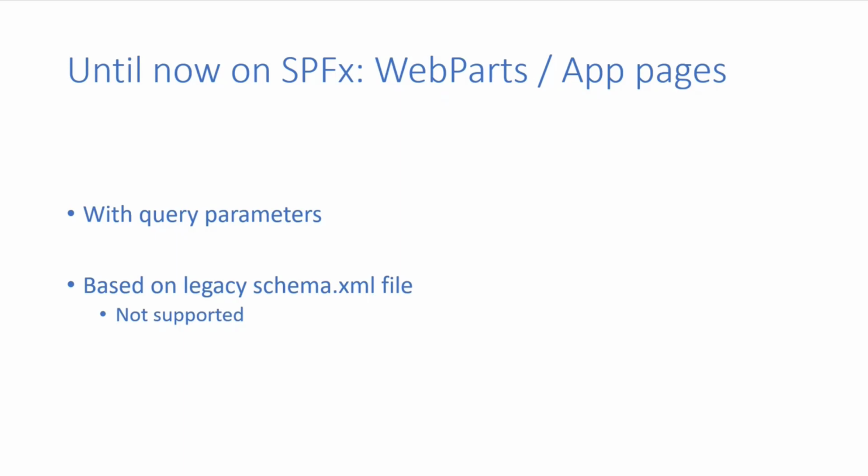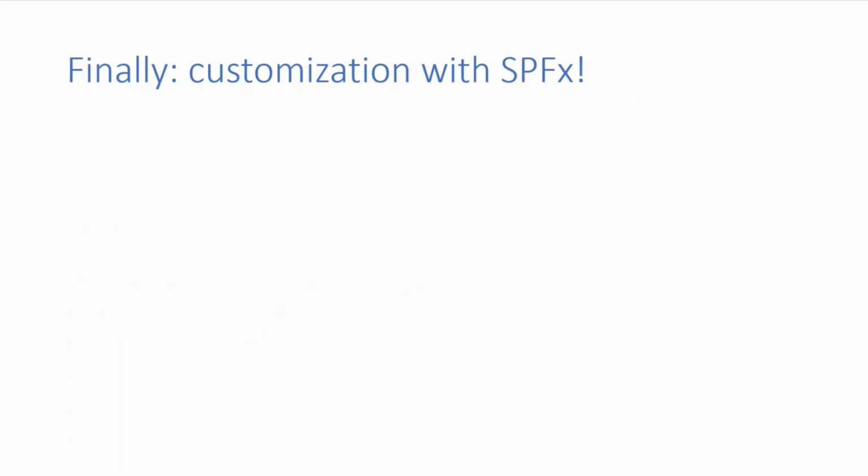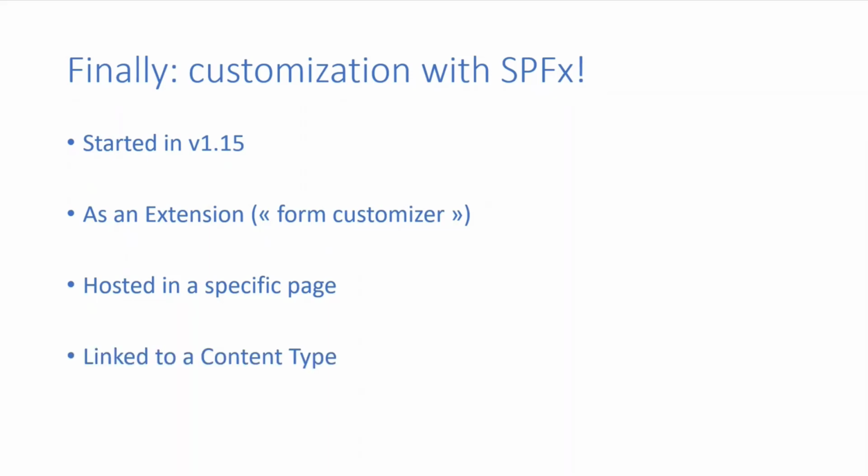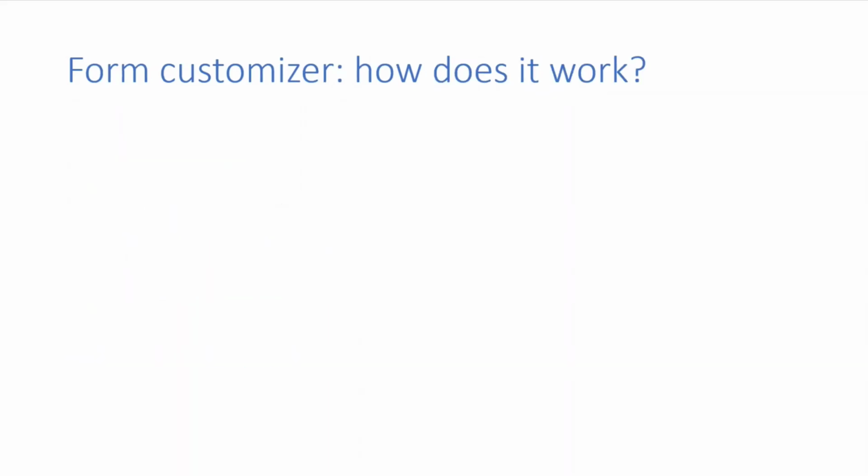I remember one or two years ago, a community member made a demo that was using this approach, and it was working. Anyway, starting from 1.15, we got a new extension called Form Customizer, which works by being hosted on a specific page, and for which you have to link to a content type. So how does it work?